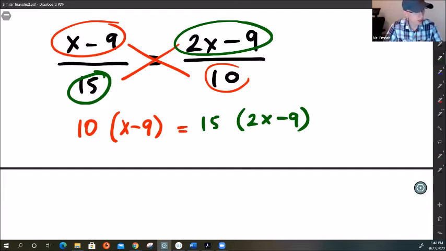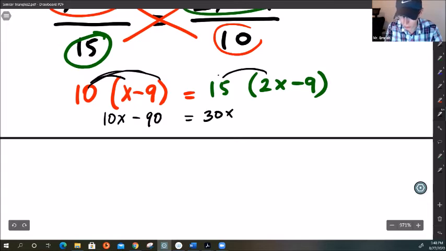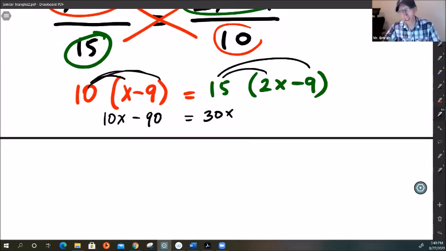Good job, James and Alicia, you just got the correct answer as well. Okay, let me just continue here. I'll distribute the 10. 10 times x is 10x, and then I'll distribute the 10 to 9 as well, 90. Is equal to 15 times 2x, 30x, and 15 times negative 9 is, oh, that's a big number, right? Negative 90 and negative 45, negative 135, I think.